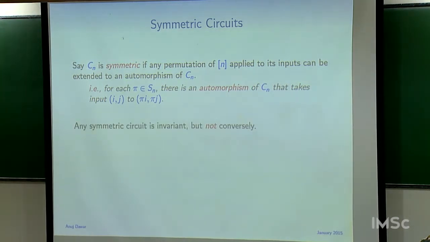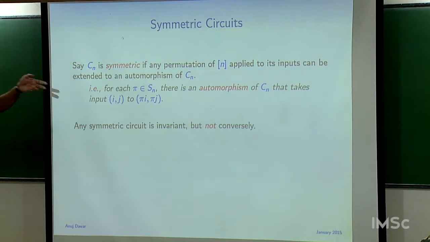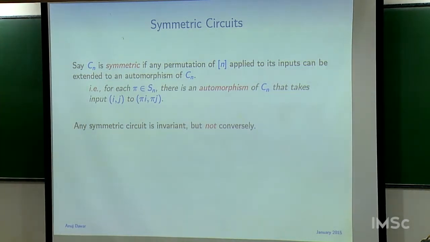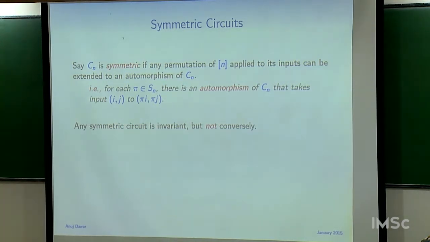It's clear that any symmetric circuit is invariant because, maybe I should have said, in particular, I will require the automorphism to fix the output gate, right? So the output gate is unchanged, and then it follows that any symmetric circuit is invariant. But the converse is false, okay? There are invariant circuits which are not symmetric.